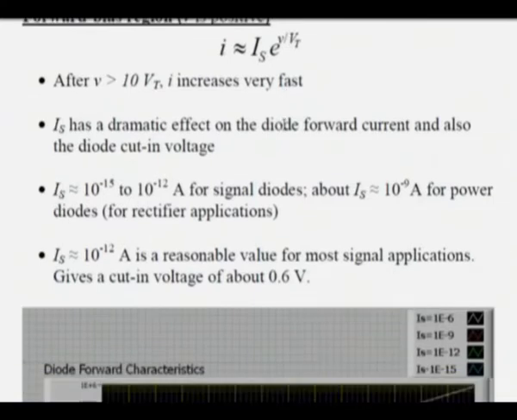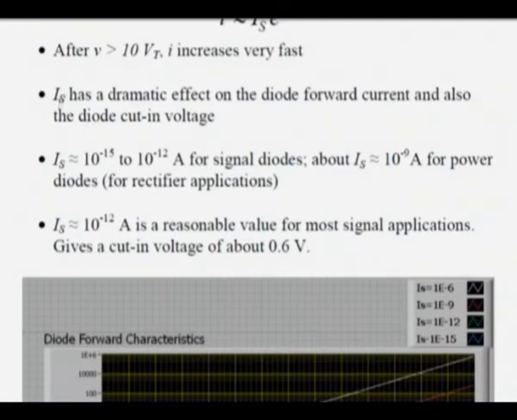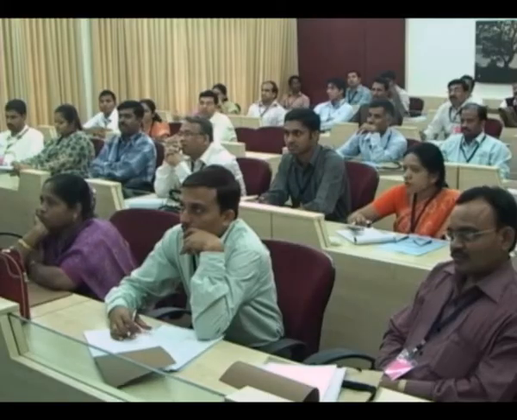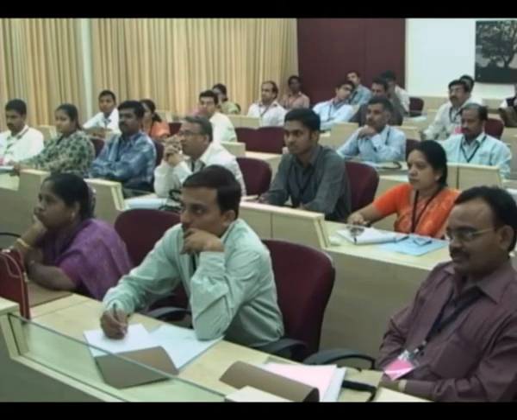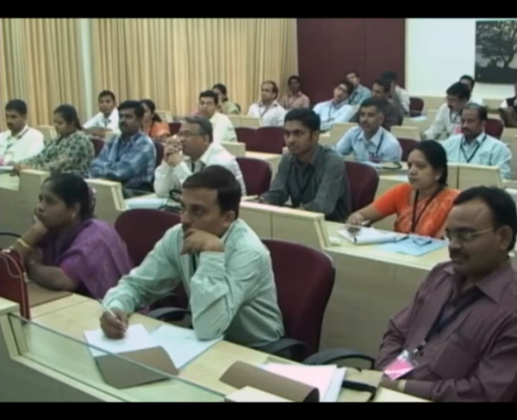Another very important thing to remember when we teach is the value of IS, where a very common mistake is made. What do you think should be the typical value of IS and why? For a normal diode, one you would use in a lab experiment, what should be the value of IS? I will show you an actual simulation, but before that: nanoamps. Nanoampere for silicon and microampere for germanium. Today, by the way, we don't use germanium diodes at all.